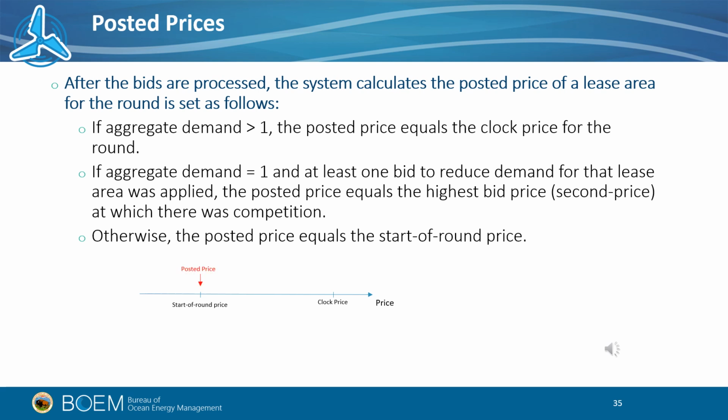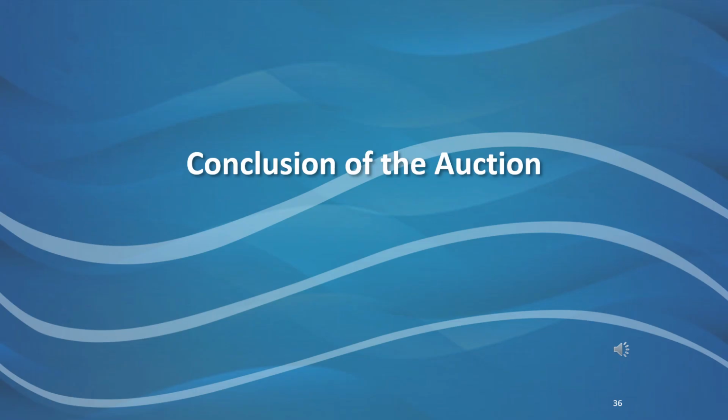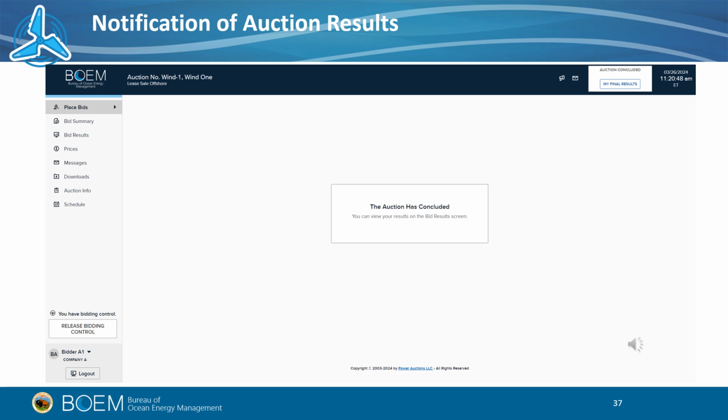The price range for the lease area in the next round will be the same as in the round just processed. If, after the bids of a round have been processed, aggregate demand does not exceed 1 for any lease area, the auction will end. The notification that the auction has concluded will be shown in Place Bids. You can click on My Final Results or Bid Results to see the outcome of the bids you placed.